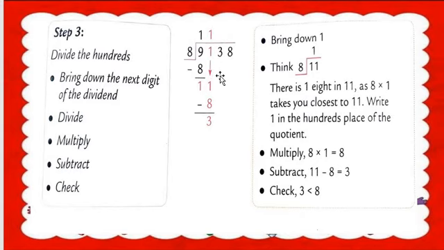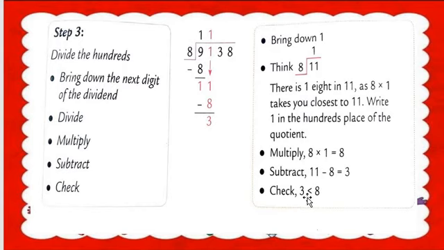And now again we bring down the 3 beside the 3, and then we do step number 4. Okay, and then we multiply and subtract and check the answer, and then we again bring down the 8. Understood? So there is an 8 in 11, as 8 ones are 8. Take the number closer to 11. Write the 1 in the hundreds place of the quotient. Multiply: 8 multiplied by 1 is equal to 8, and subtract: 11 minus 8 is equal to 3.